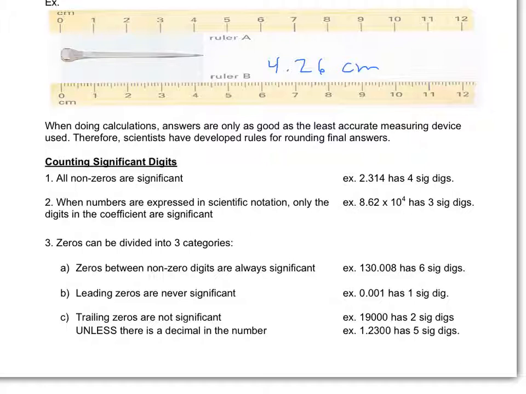The last example, 1.2300, has 5 sigdigs in it. The final zeros count because there's a decimal in the number. That's code for the scientists telling you that those zeros were actually physically measured using a measuring tool.